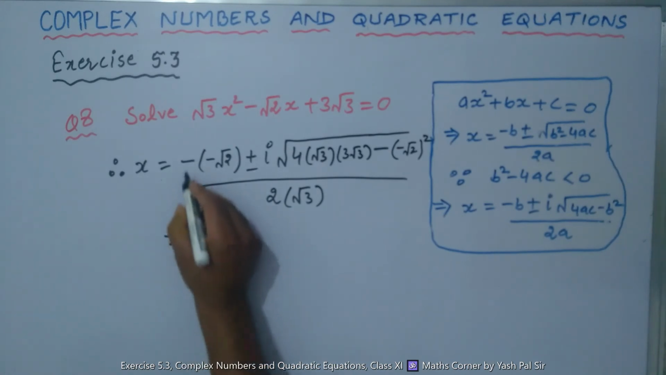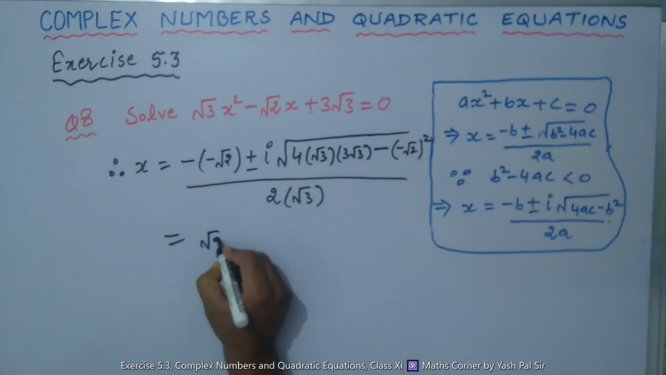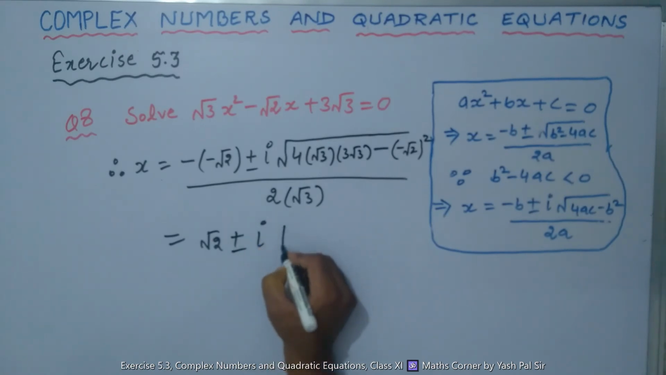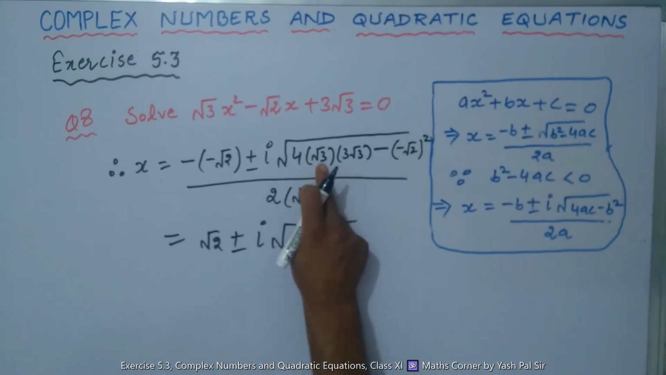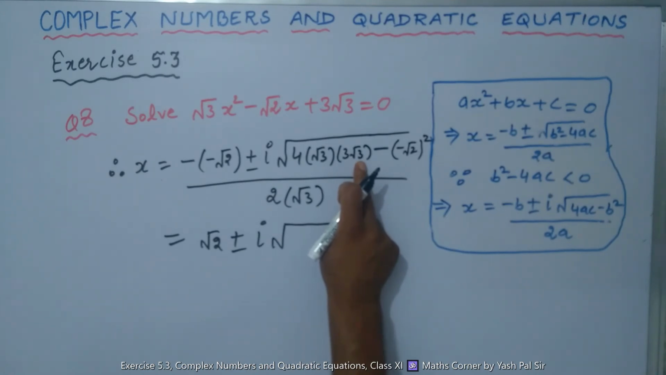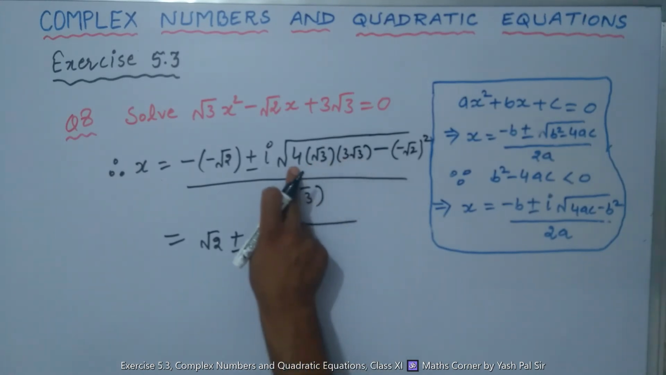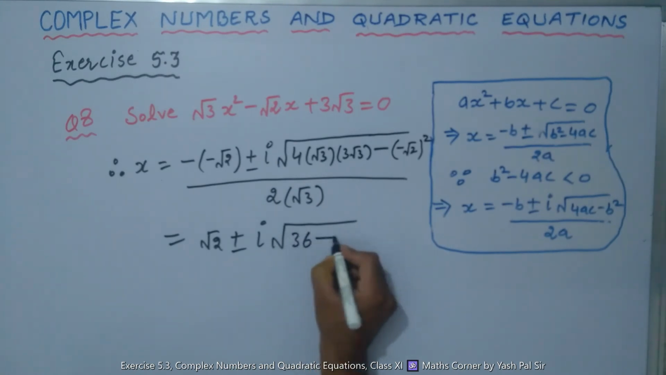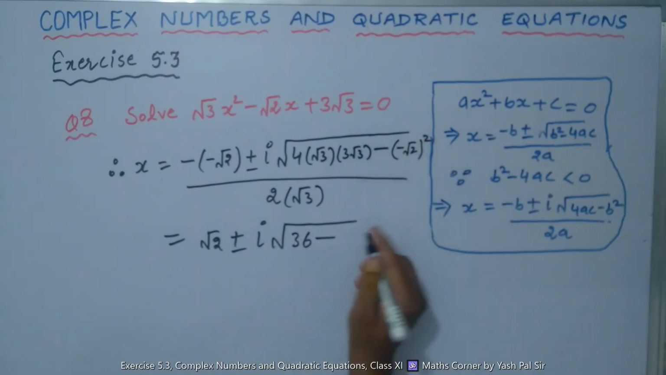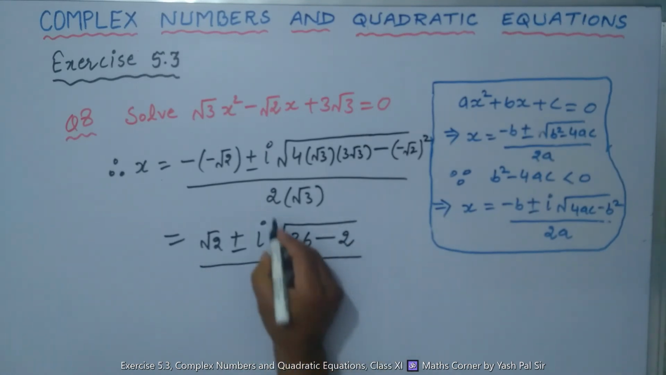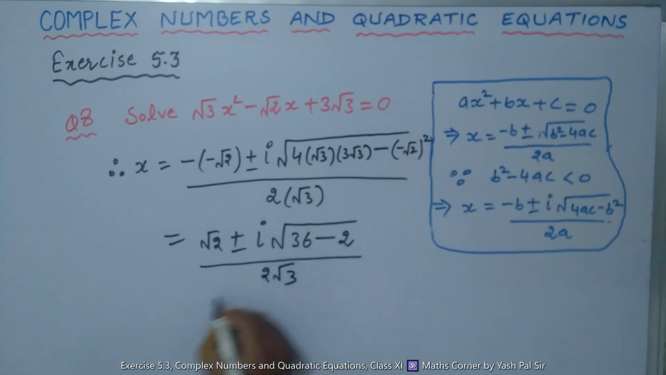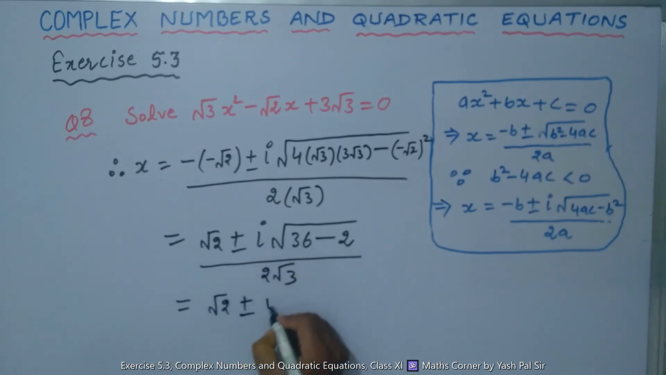So this way this becomes plus square root 2 plus minus iota square root of square root 3 into square root 3 is 3, 3 into 3, 9, 9 into 4, 36, minus minus square root 2 whole square, means 2, upon 2 square root 3. This is equal to square root of 2 plus minus iota square root of 36 minus 2, 34, square root 34 upon 2 square root 3.